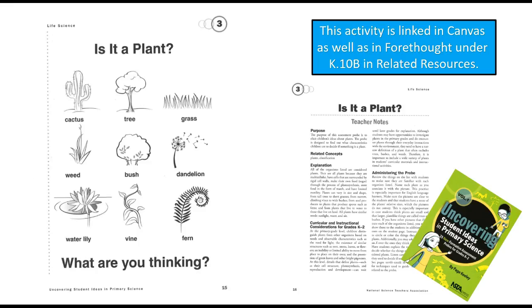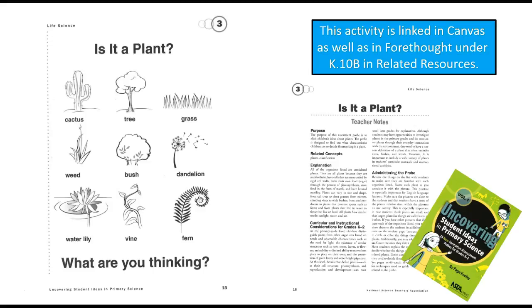I've put in a brand new resource for Kinder this year, and I wanted to introduce that to you. And this is from a book that you'll see over in the corner here, Uncovering Student Ideas for Primary Science. And these are called science probes. And you can see the sheet on the left-hand side. It's used maybe as a formative assessment or as an introduction before you start to talk about defining what is a plant.